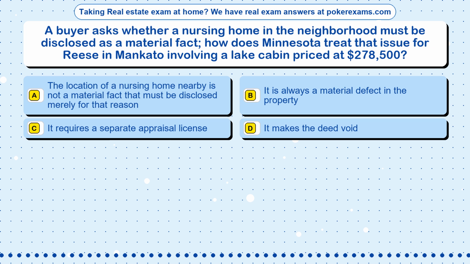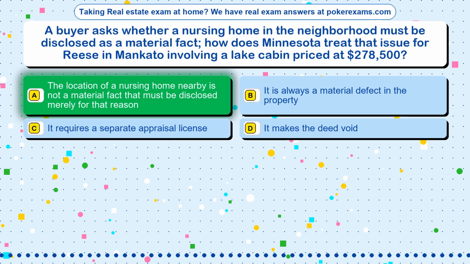Question 33. A buyer asks whether a nursing home in the neighborhood must be disclosed as a material fact. How does Minnesota treat the issue for Reese in Mankato involving a lake cabin priced at $278,500? Option A. The location of a nursing home nearby is not a material fact that must be disclosed merely for that reason. Option B. It is always a material defect in the property. Option C. It requires a separate appraisal license. Option D. It makes the deed void.